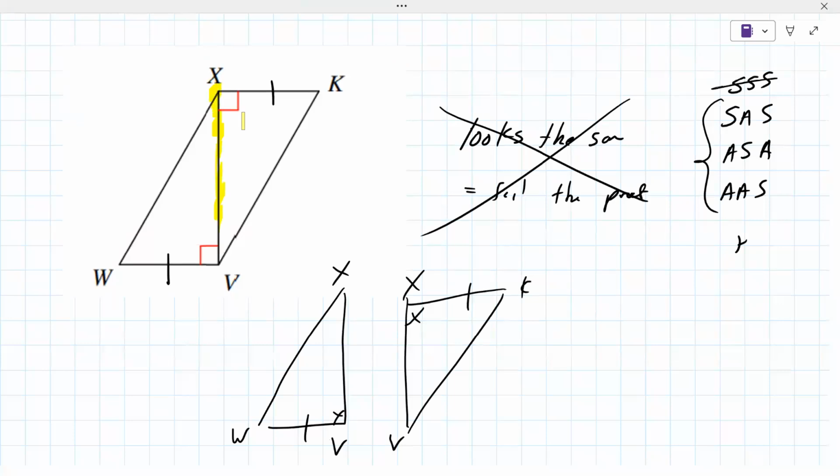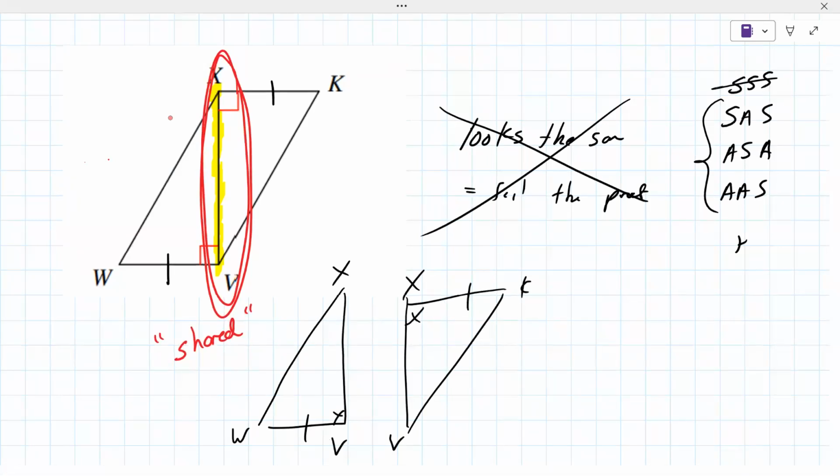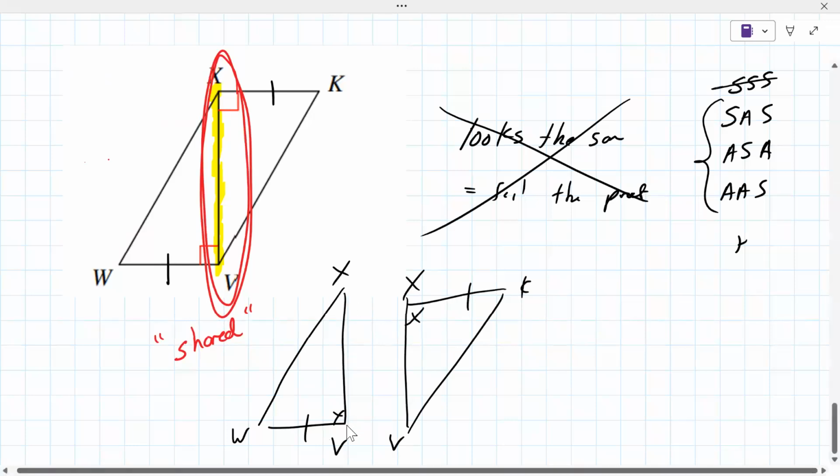Okay, so what do you notice about this side right here, XV? What do you notice about that side in both of those triangles? There's a right angle on both. It's shared. But I thought we just did a shared one and that was a reflexive. It is. I mean, if it's shared, they're congruent.